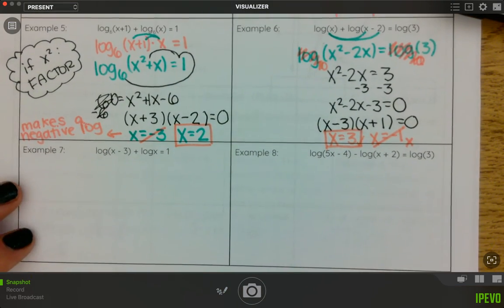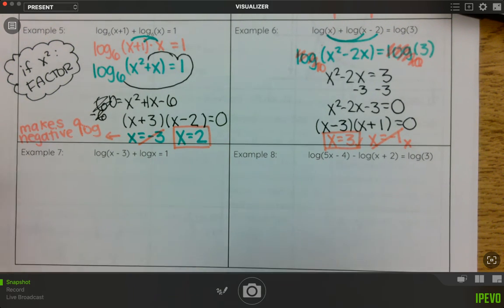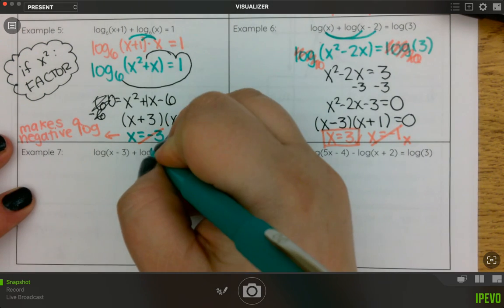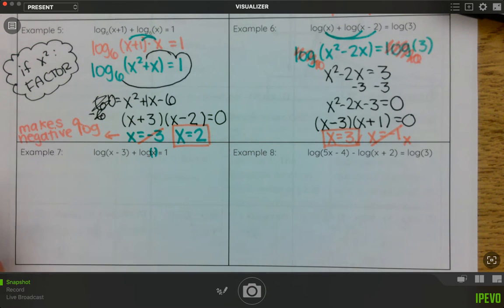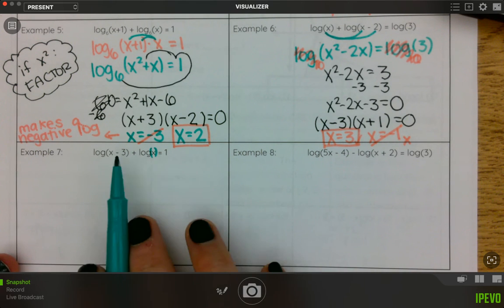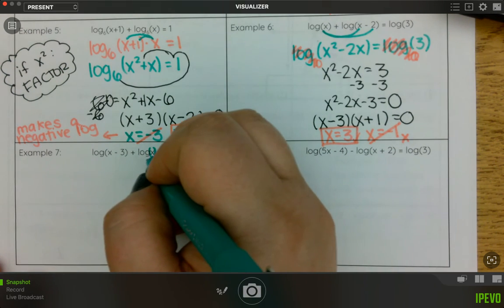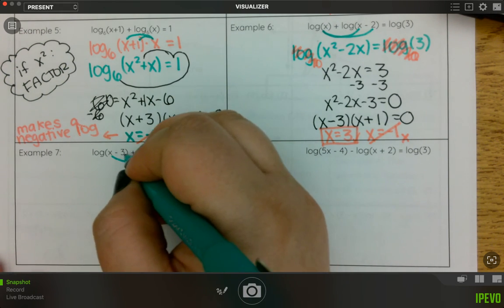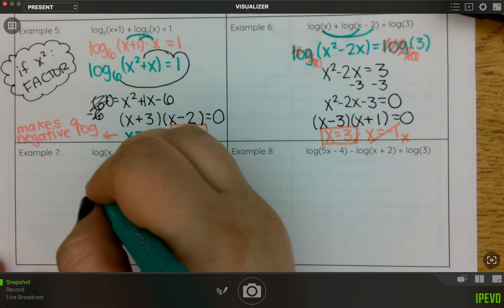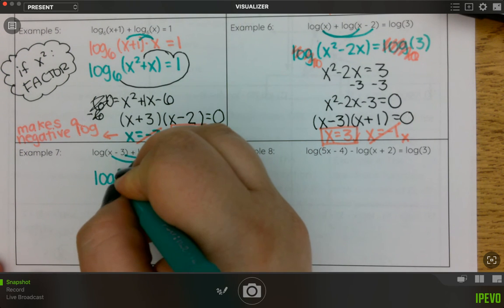All right, moving on to example 7. Even though, and I'm going to add the parentheses here for you, even though there's not parentheses, you still can multiply these two together because they are being added and they have the same base. So x times x and x times negative 3 is going to turn into x squared minus 3x.